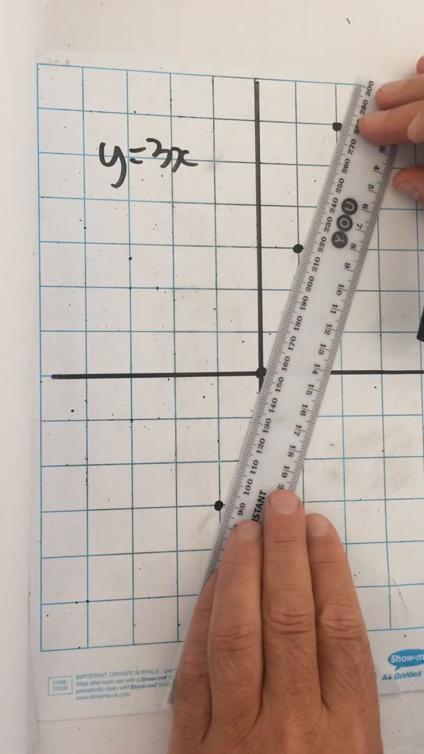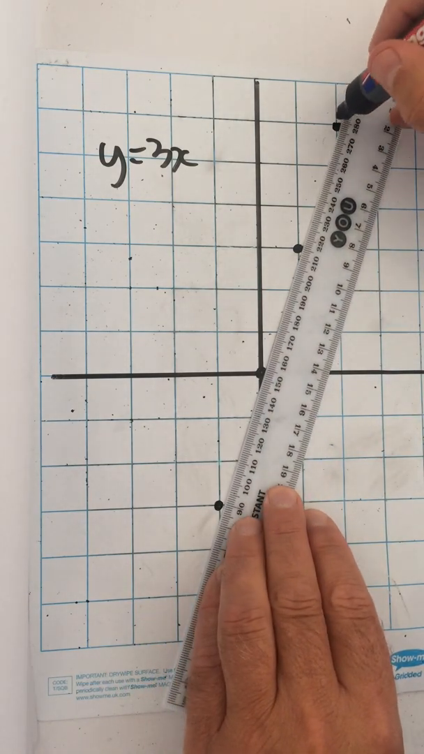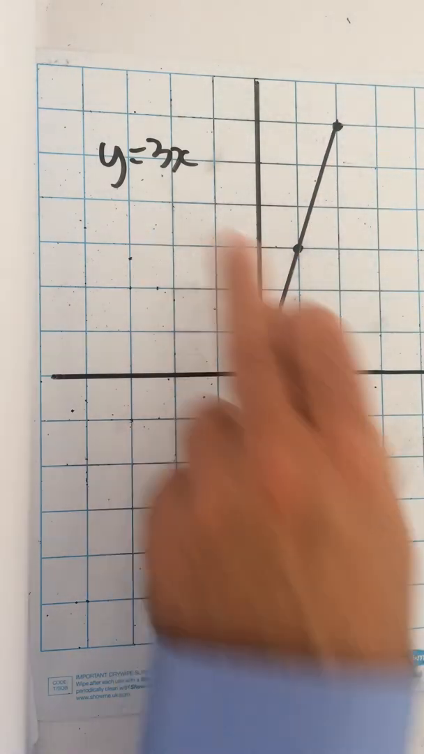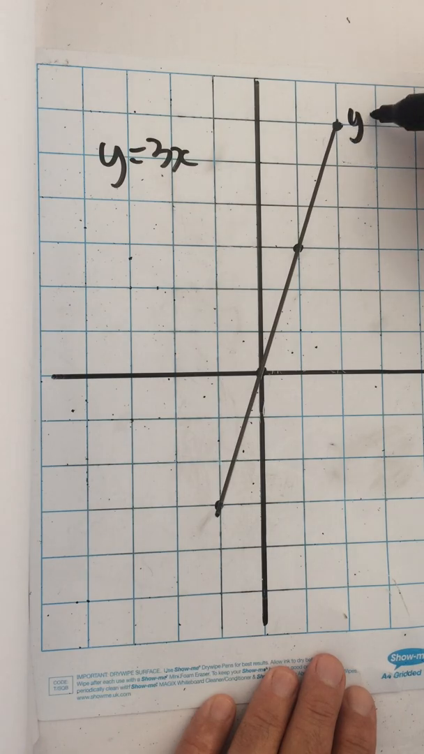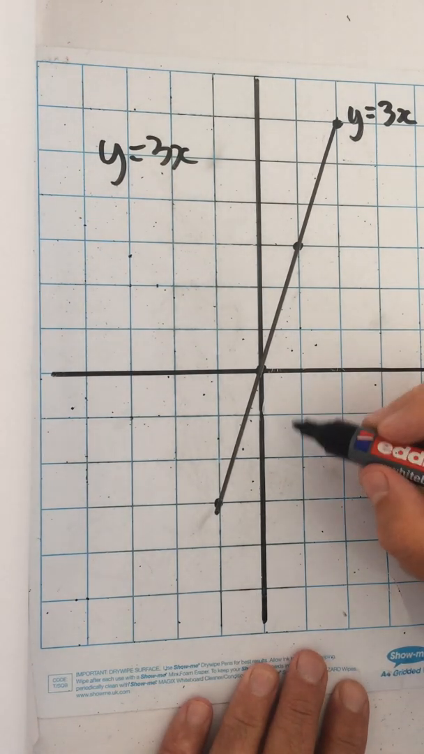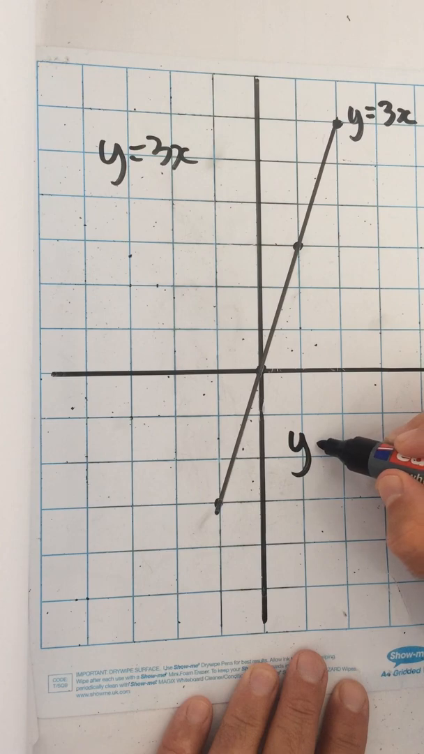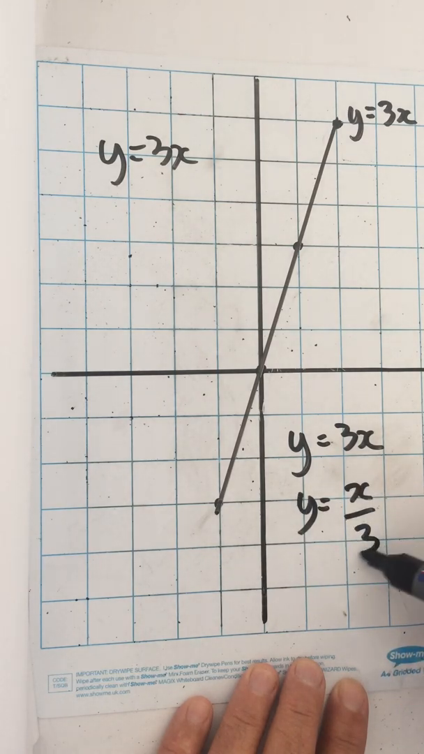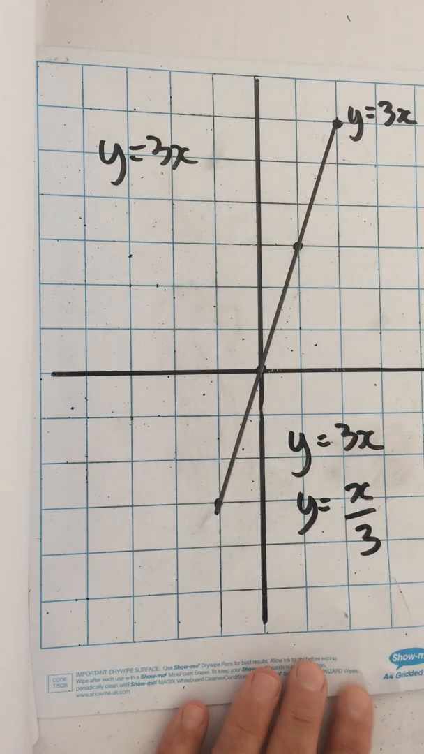Let's just draw that in, okay. I've drawn that, this is my line for the equation y equals 3x. Now it's asking us to do its inverse function. So let's do the inverse function first. So y is equal to 3x becomes, instead of that, y is equal to x over 3, isn't it? Okay, x over 3.